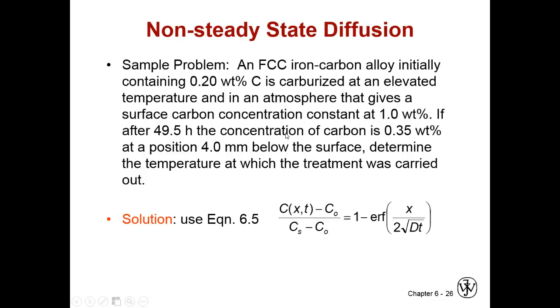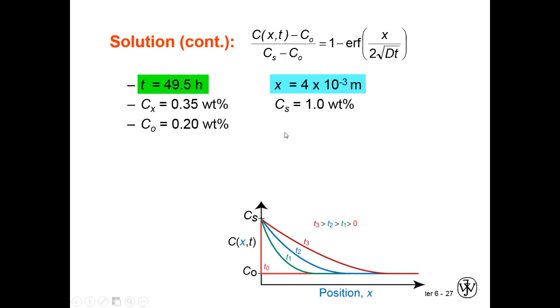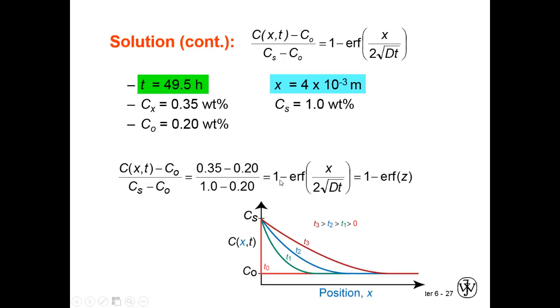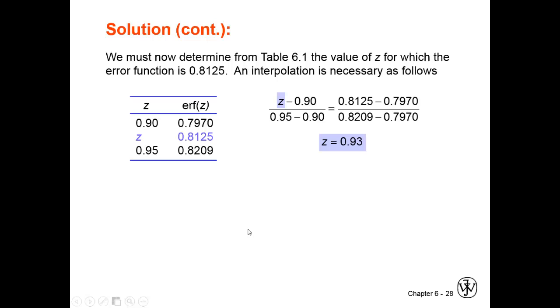So we plug this equation in here. As I said, we have all of these values. And we have a value here that is equal to 1 minus error function of z. So we know what this is going to end up with. Error function of z is going to be 0.8125. So we find that number here, 0.8125. Well, we don't have it on our chart, so we'll need to interpolate.